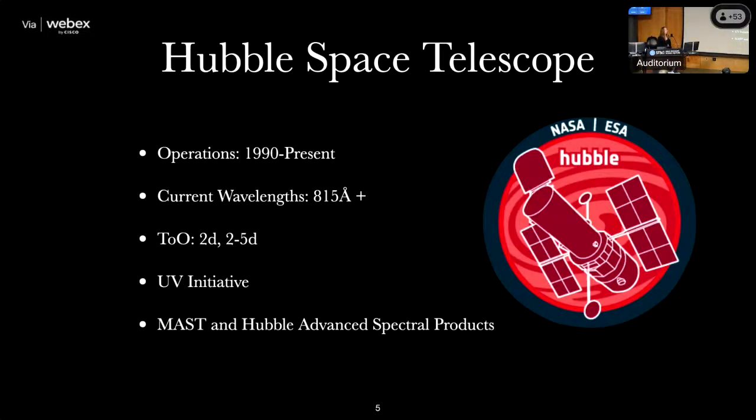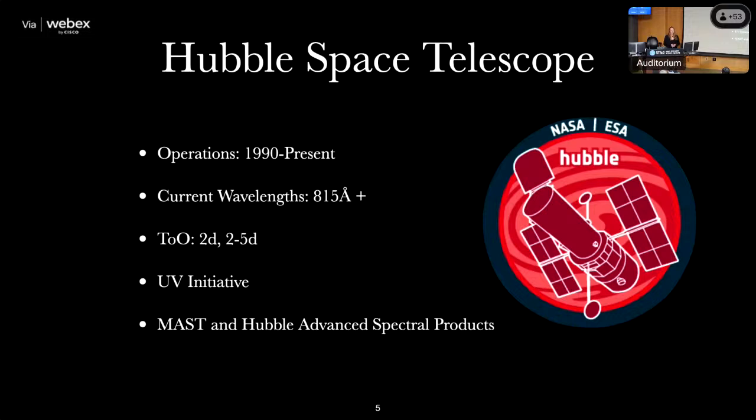So moving on to the Hubble Space Telescope, this began operations in 1990, still operating. It has always had UV instruments on it. It currently has COS and STIS. COS goes all the way down to 815 angstroms, so it has EUV capabilities. The challenge with HST is the TOOs. So there is one TOO awarded every cycle that has a less than 48-hour turnaround, and that you cannot observe the far UV with. And then there are around 9 awarded with a 2 to 5 day turnaround.